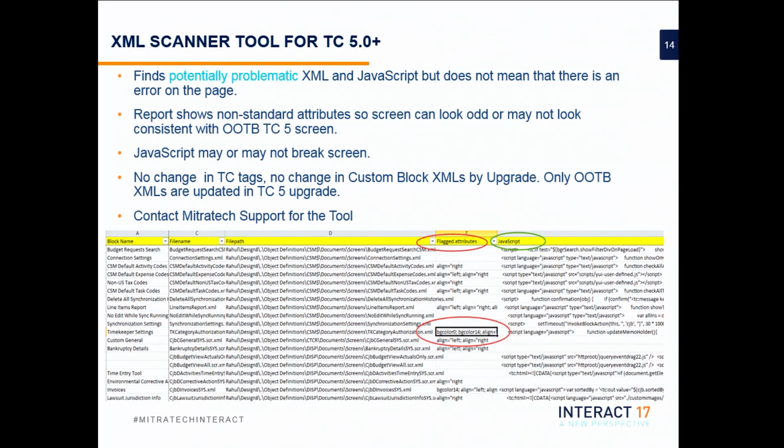It's just that your screen may look odd, or it may not look consistent with the out-of-the-box TeamConnect screen. So proactively, if you see any flagged attributes, go and check the screen. The block name is basically the custom block name, so you will know where your custom screen is on the TeamConnect side. As a user, you just go to the TeamConnect side and look there.